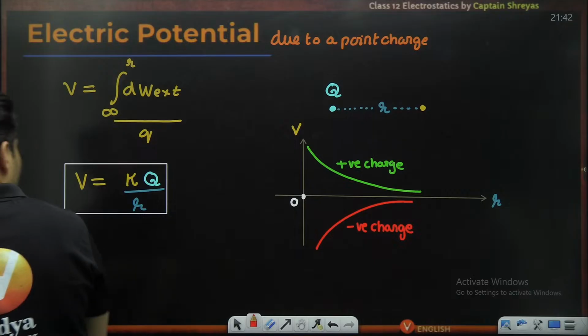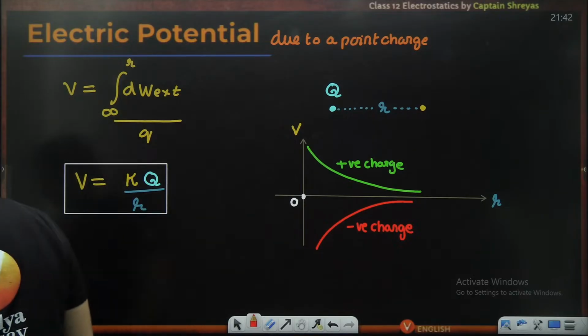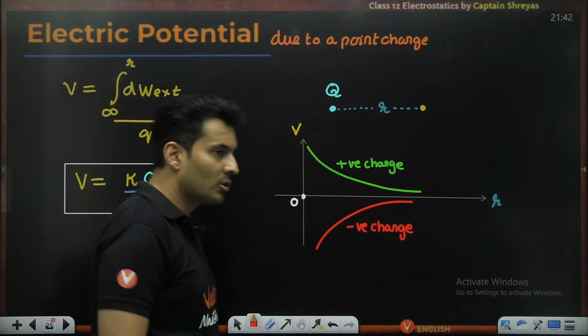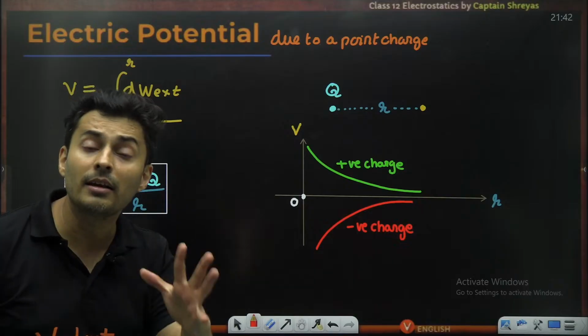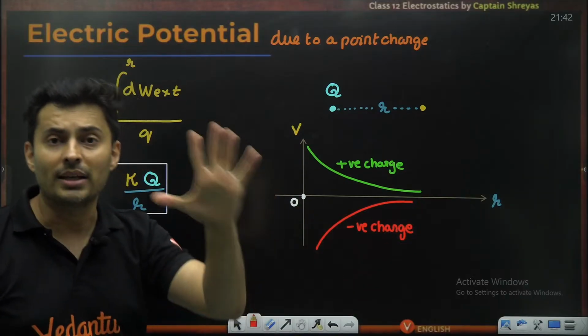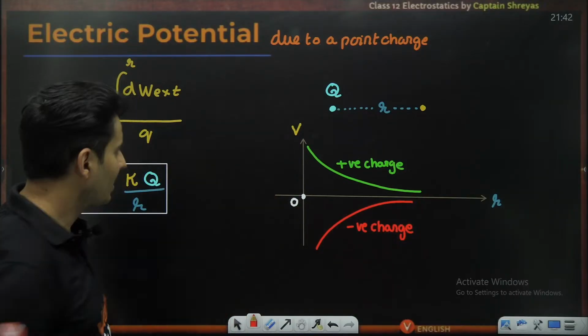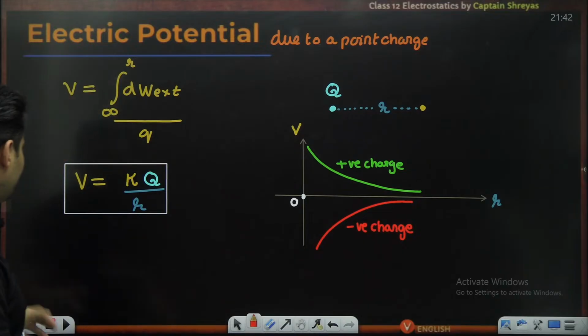K is a constant, Coulomb's constant, Sravana. Which we have told before, 1 by 4 pi epsilon naught, 9 into 10 to the power 9. Chapter 1, lecture 1. Few days back only I have done it.